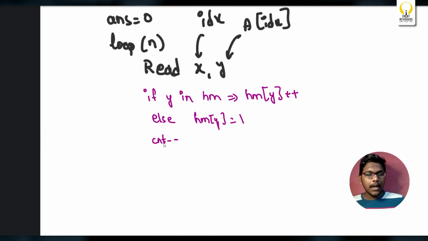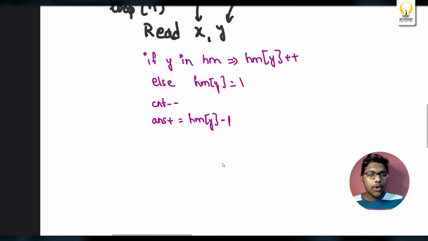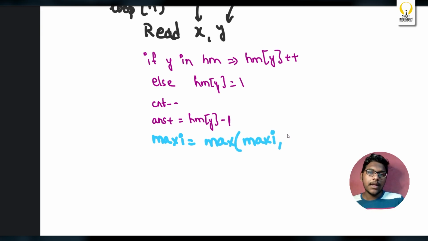And also, as I'm doing this, I can update the answer, since I'm having the incoming element, the answer will be updated with hash map of y minus 1. And after that, you should also update the maximum frequency that you got. So what is the maximum frequency? Simply the max of maximum comma the current element frequency, which is hm.get y. Now what's the next step?